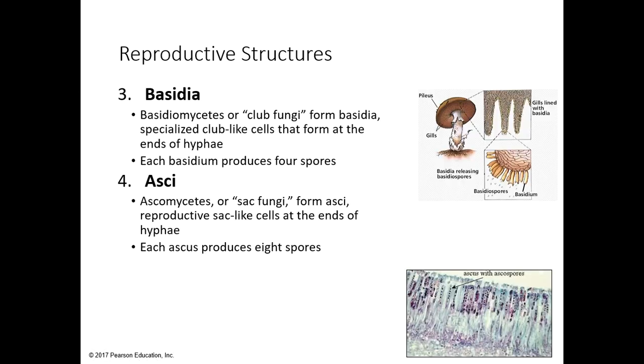The third one, the club fungi. So these are the ones you're most familiar with, right? They have that sort of dome on them, mushrooms. Basidiomycetes form basidia, specialized club-like cells that form at the ends of the hyphae. So there are these basidia, and each of these basidia is going to produce basidiospores that will then go on to reproduce. Okay.